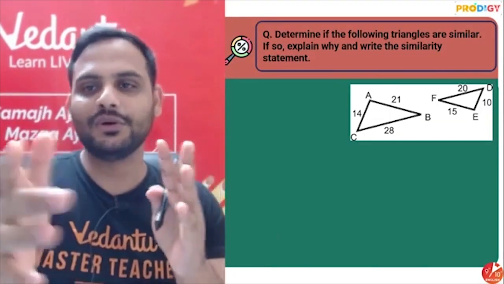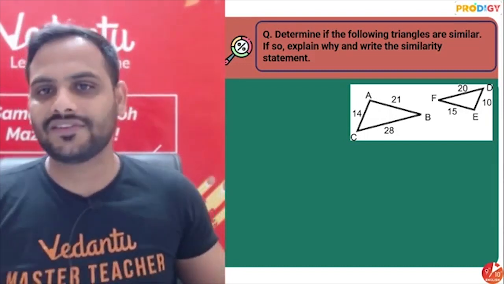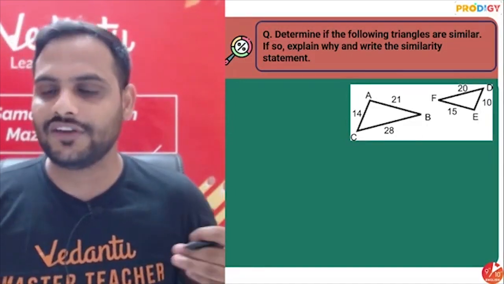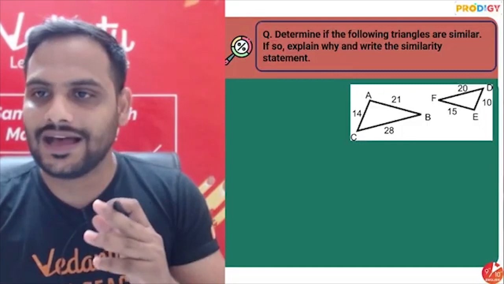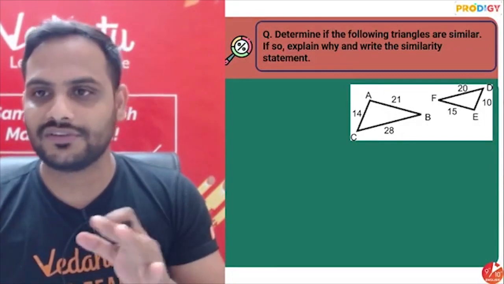Alright, so now we'll be looking at some questions. Okay, let's look at the first question. Determine if the following triangles are similar. If so, explain why and write the similarity statement. So let's look at the ratio. Are we getting a case in which the ratio of all the sides is becoming equal?